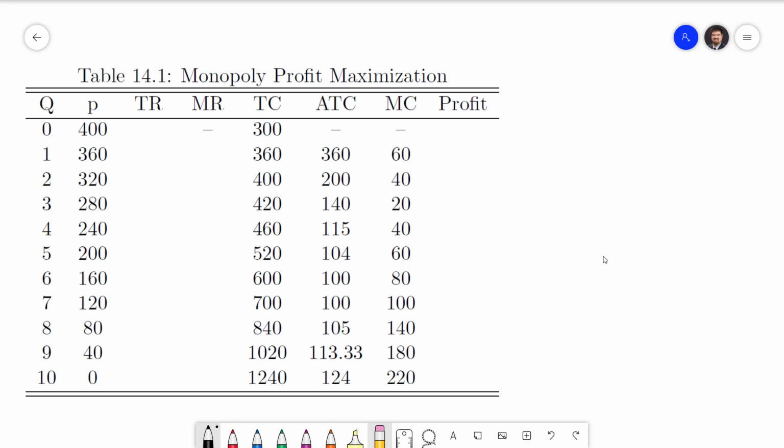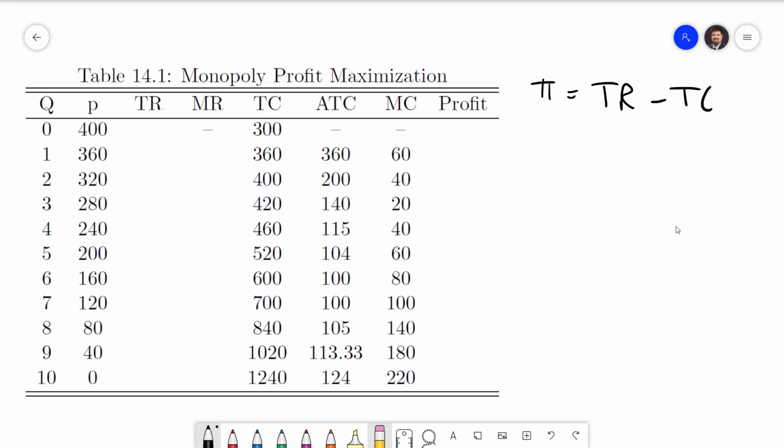Let's look at a simple example of monopoly. As with any other firm, a monopoly's objective is to maximize profit, which we define as total revenue minus total cost. As with perfect competition, we are going to look at the monopoly's decision as a quantity decision. Unlike a firm in perfectly competitive markets, though, monopolies are not price takers. They are not a small part of the market relative to the whole market. They are the whole market.